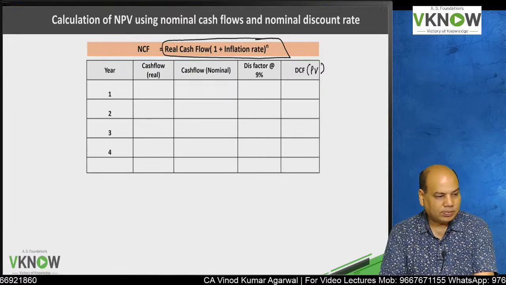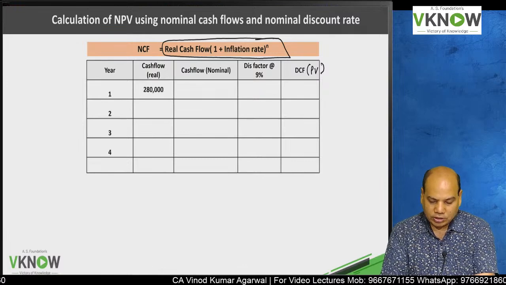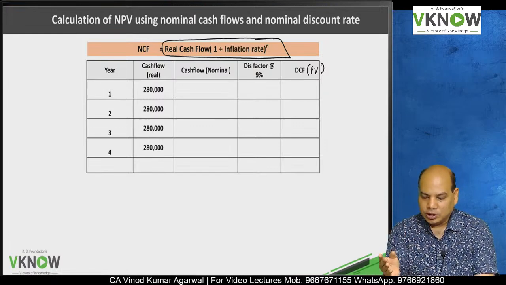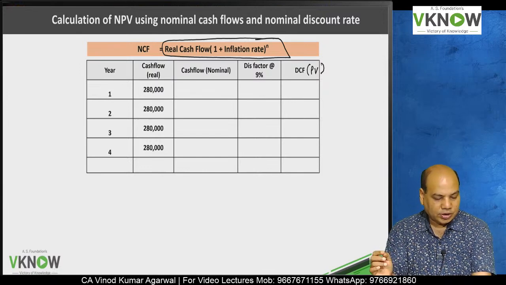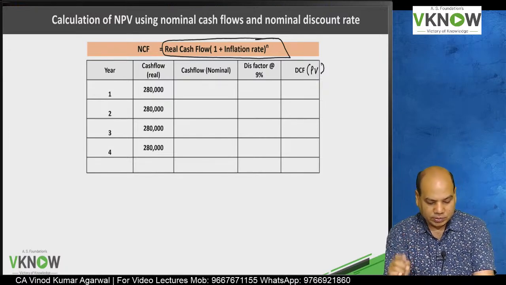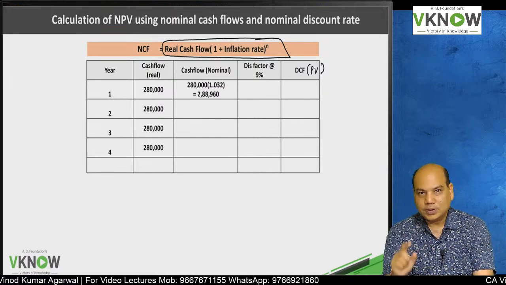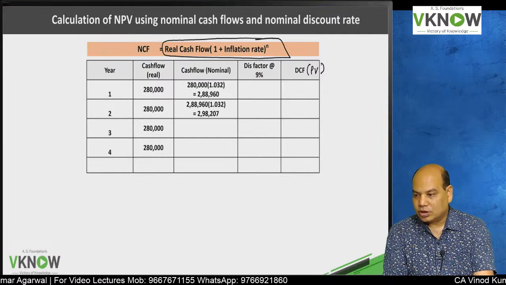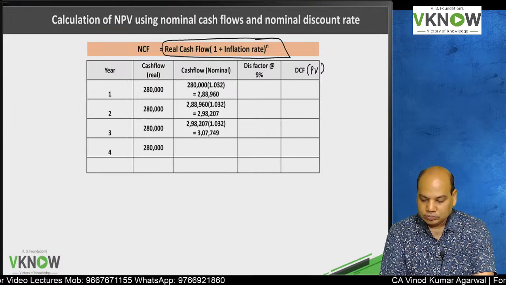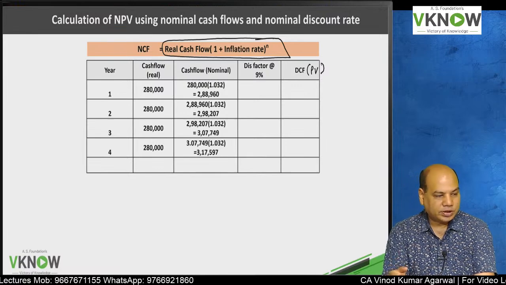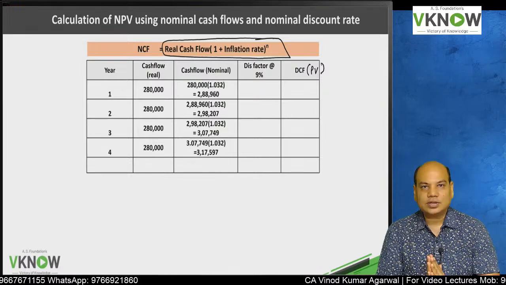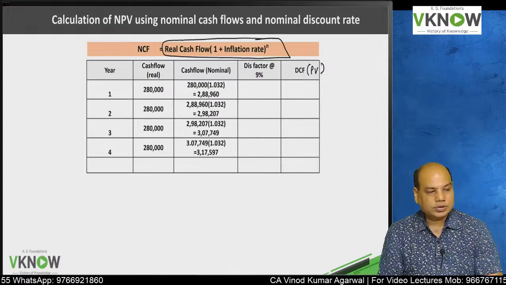First column, year column complete: 1, 2, 3, 4. Cash flow real is 2,80,000 every year, real without inflation. Nominal will be, your inflation rate is 3.2%: 2,80,000 plus 3.2% is 288,960, plus 3.2% is 298,207, plus 3.2% is 307,749, and plus 3.2% you will get 317,597. So this is my task. I can take you up to this. Remaining 2 columns, your task.